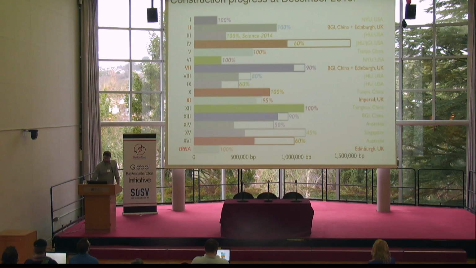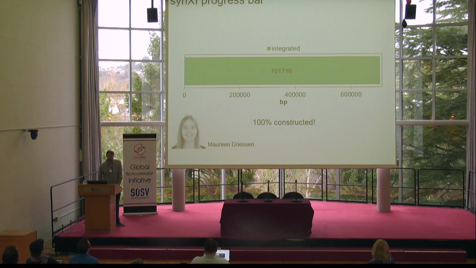In terms of the literature, currently the only published completed chromosome is chromosome 3 here, which was reported in 2014. But there are a number of publications imminent of further chromosomes. And this is the progress of the various chromosomes as of December. But I can report that since then, within the last month at Imperial College, we've actually finished completing our synthetic chromosome 11 towards this project. And I built this with lots of help from Maureen Dreesen, who's our fantastic technician in the lab, and really put in the work with integrating synthetic DNA into yeast.